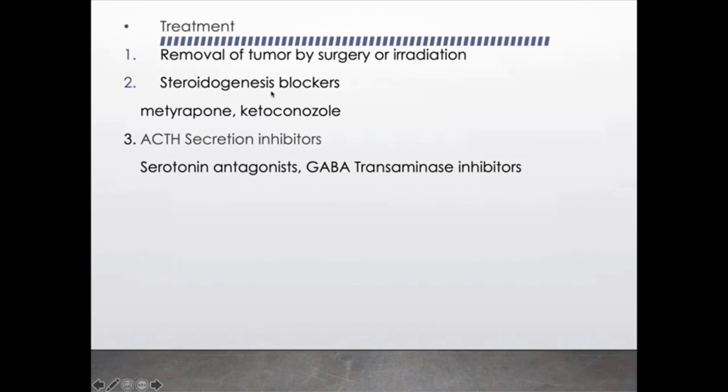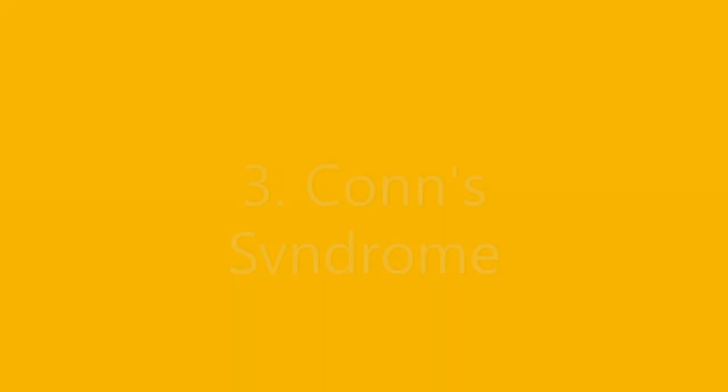Second is steroidogenesis blockers. There are some drugs which inhibit the synthesis of steroid hormones, for example, metirapone and ketoconazole. The last one is ACTH secretion inhibitors. If there is a problem with ACTH secretion, there are some inhibitors, for example, serotonin antagonists and GABA transaminase inhibitors. They can inhibit the secretion.